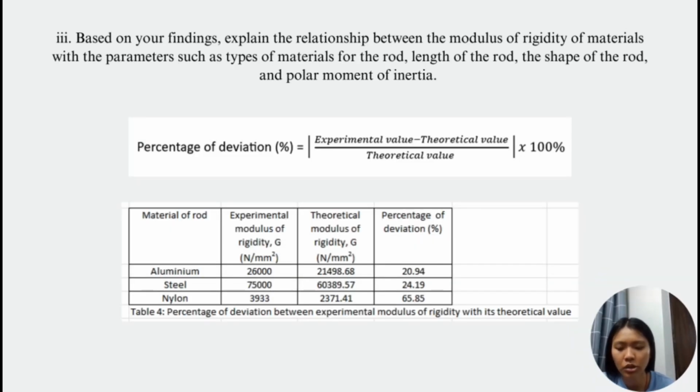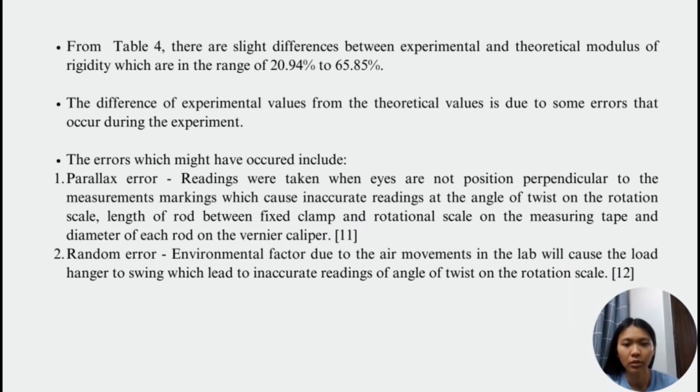To find out how much our experimental value deviates from the theoretical value, we use the percentage of deviation as our formula. Table 4 shows the percentage of deviation between the experimental modulus of rigidity and its theoretical value. From Table 4, there are slight differences between experimental and theoretical modulus of rigidity, which are in the range of 20.94% to 65.85%. The difference of experimental values from the theoretical value is due to some errors that occur during the experiment.